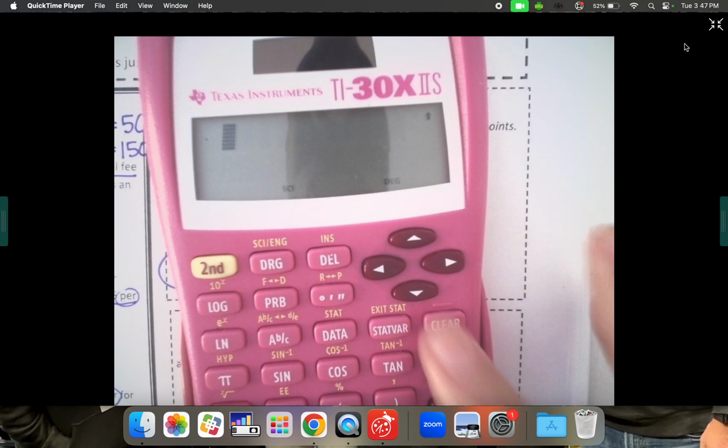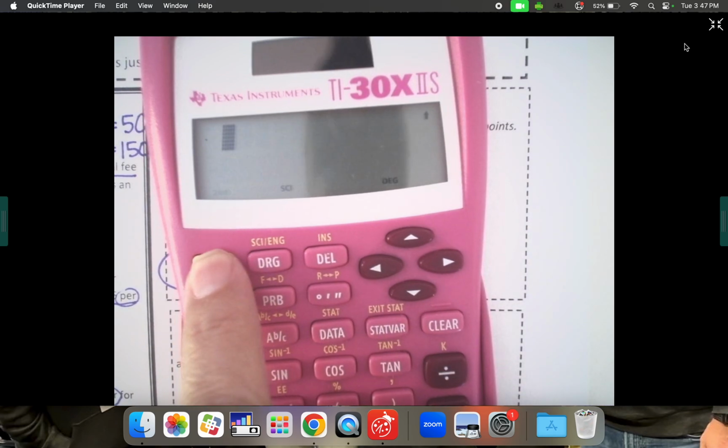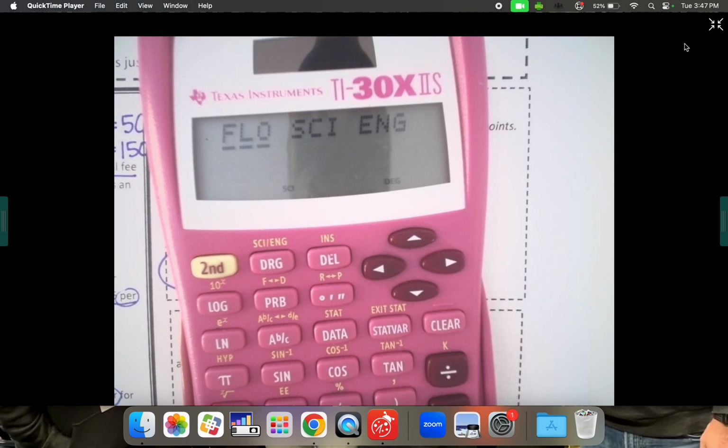Why is my calculator doing that? It's on some scientific logarithm or something. Okay, I don't know why I was doing that.